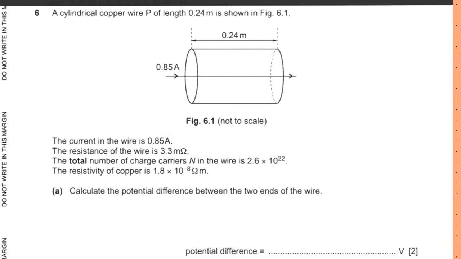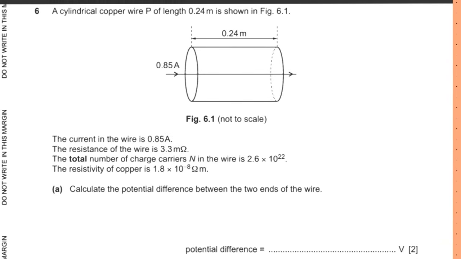Let's have a look at question number 6. A cylindrical copper wire P of length 0.24 meter is shown. Current in the wire is 0.85 amperes. Resistance of the wire is 3.3 milliohms. Total number of charge carriers is this much.